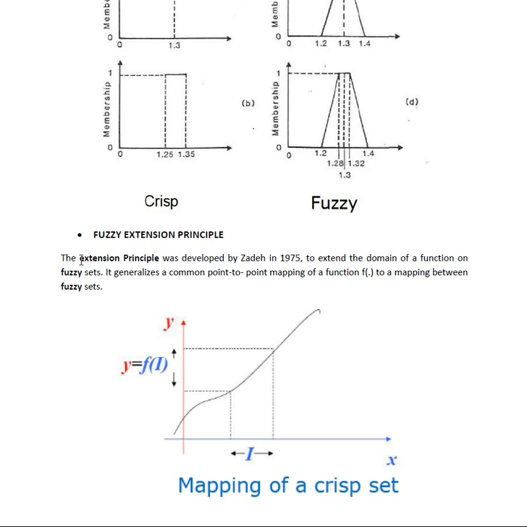If you see this statement, the extension principle was developed by Zadeh in the year 1975 to extend the domain of a function on fuzzy sets. It generalizes the common point-to-point mapping of the function f, which is just like a dot point, to a mapping between fuzzy sets. That means all the elements go for a mapping.